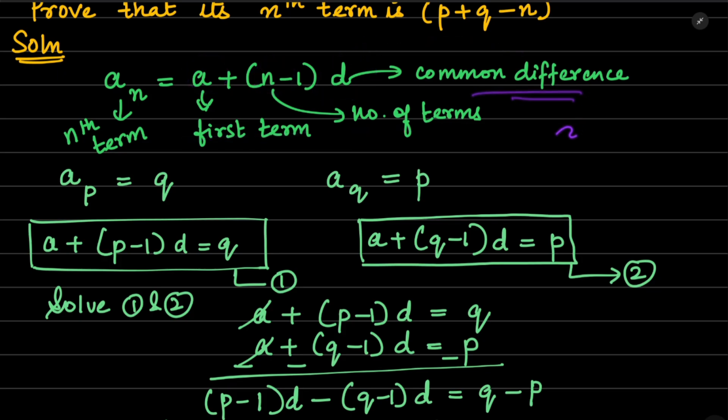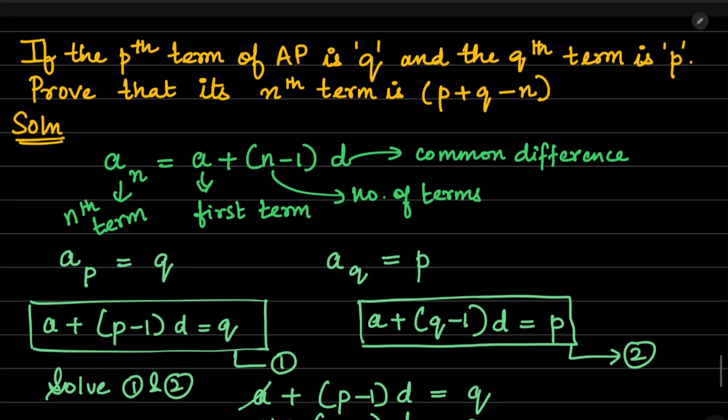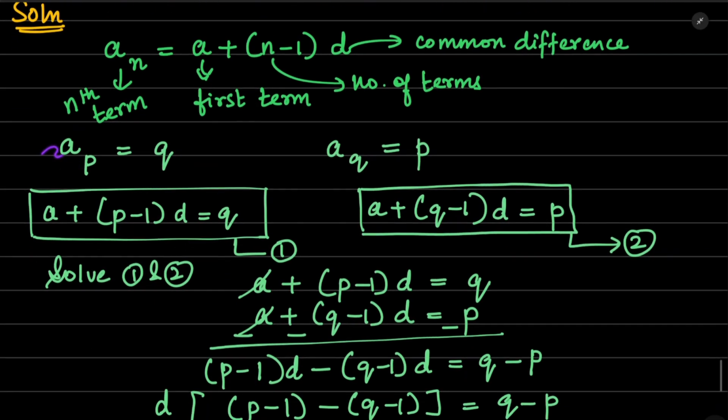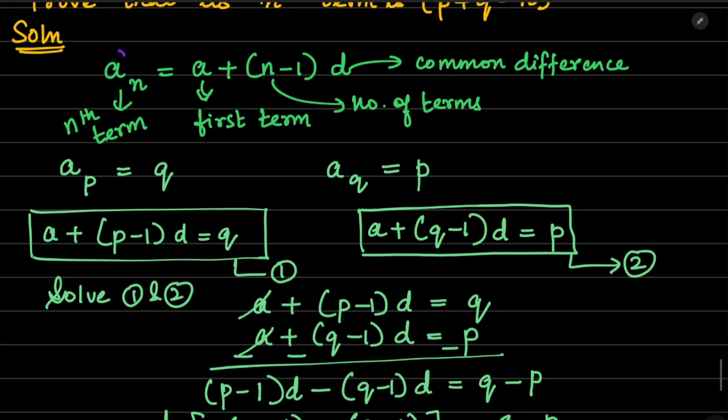Common difference is nothing but, so suppose you have 2, 4, 6 and all that. If this is your AP, 4 minus 2 is 2. 6 minus 4 is 2. So that 2 is your common difference, right? Common difference, it's denoted by d. Now, whatever is written in the first statement, you just have to translate it into mathematics. That is, the pth term is q, qth term is p. So, you know the formula. So, the pth term is nothing but a plus p minus 1 into d is equal to q. Qth term is a plus q minus 1 into d. Just apply the formula here.